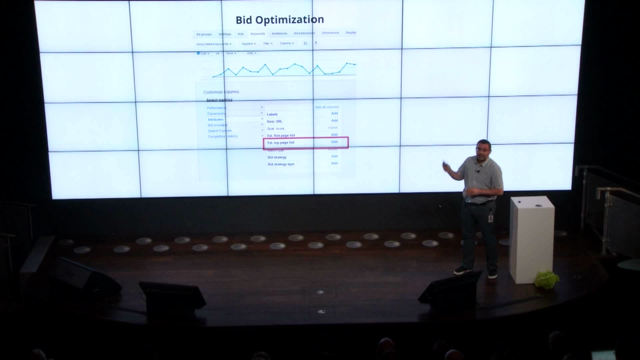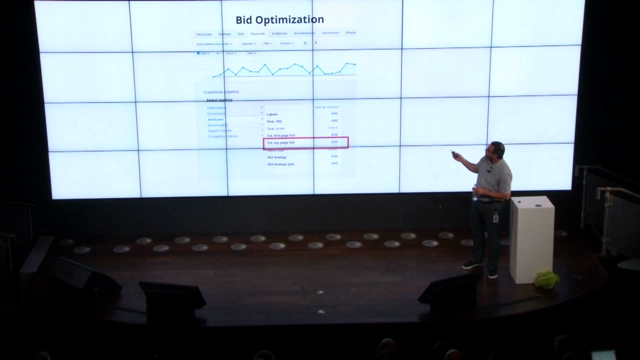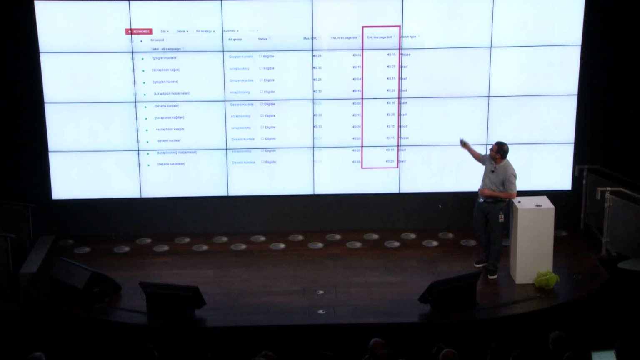Bid optimization. How are you going to get your ads from the right-hand side to the top? By using this information under the Keywords tab. You click on Customize Columns, Attributes. You should add Estimated Top Page Bid. After you add it, you will see something like this.